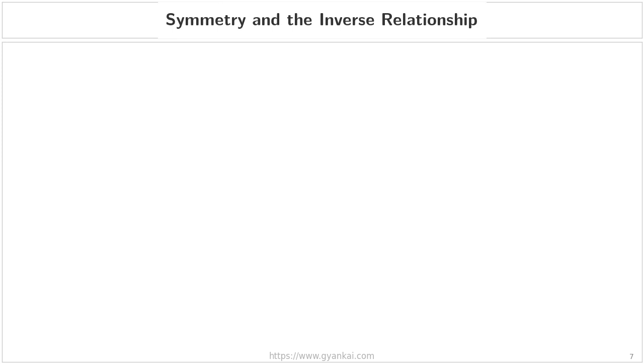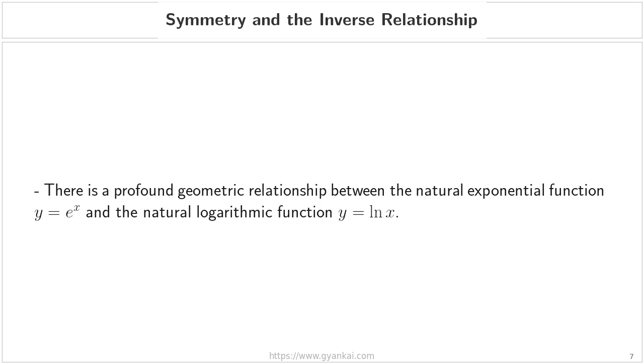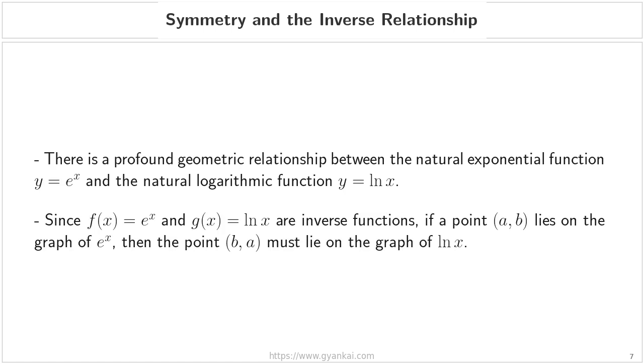Symmetry and the inverse relationship. Now that we have analyzed the domain, range, and the vertical asymptote of logarithmic functions, let us examine a more profound geometric relationship. Specifically, we will look at the connection between the natural exponential function, y equals e to the power of x, and the natural logarithmic function, y equals the natural log of x. To understand this relationship, we must recall that these two functions are inverses of one another. This implies that if a point (a, b) lies on the graph of e to the power of x, then the corresponding point (b, a) must lie on the graph of the natural log of x.